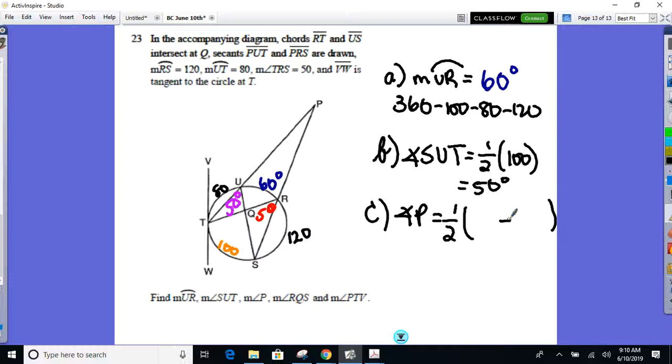Highlight the angle P. It's drawn to which two arcs here? What's the bigger one? Little help here. Angle P. Which two arcs are in between? 160. So 100 minus 60. Angle P will be 20 degrees.